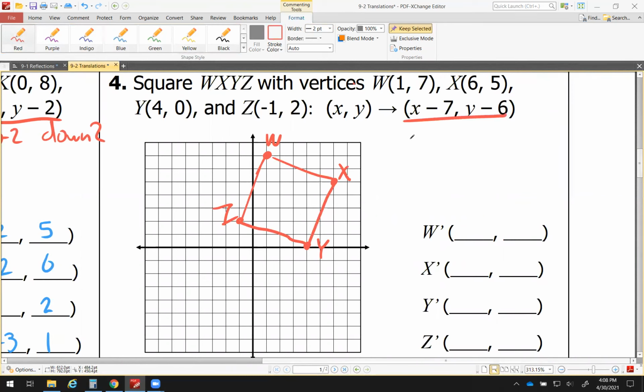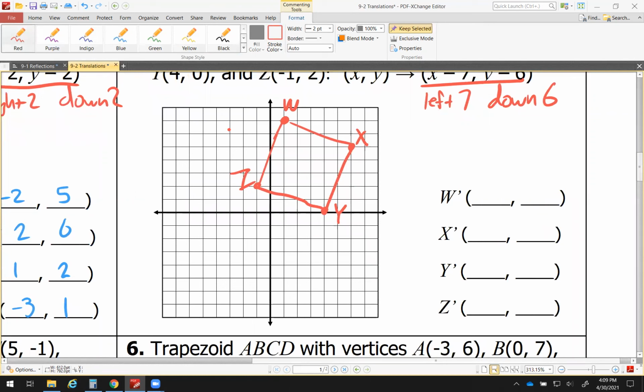Okay, so this translation is to the left by 7, because we're subtracting 7 from the X, and down by 6, because we're subtracting 6 from the Y. So just counting it out here, left by 7 and down by 6 puts me right there. So I think that's W prime. Left by 1, 2, 3, 4, 5, 6, 7. Down by 1, 2, 3, 4, 5, 6.